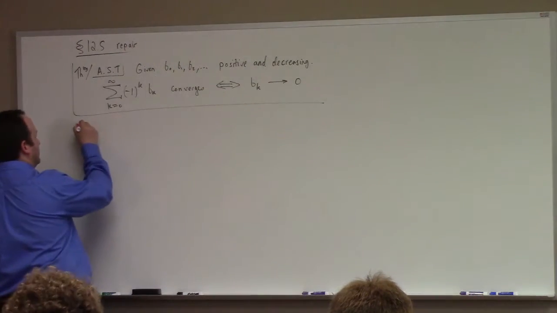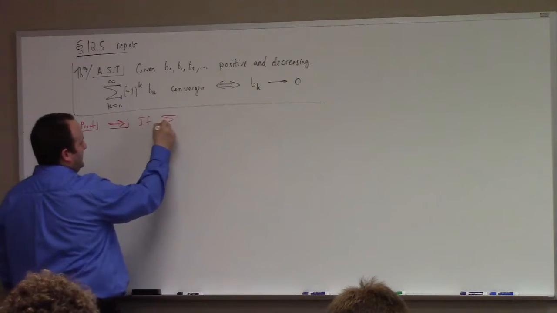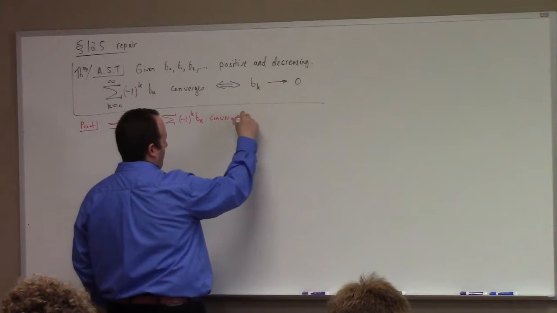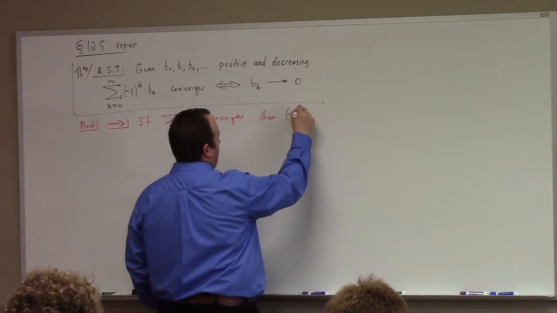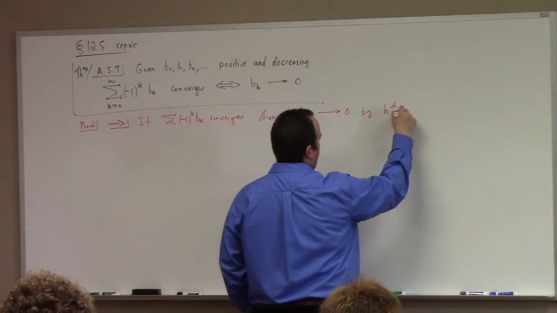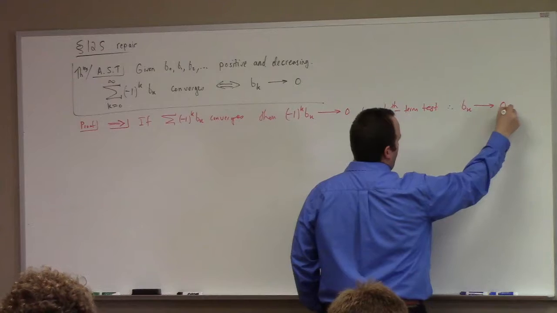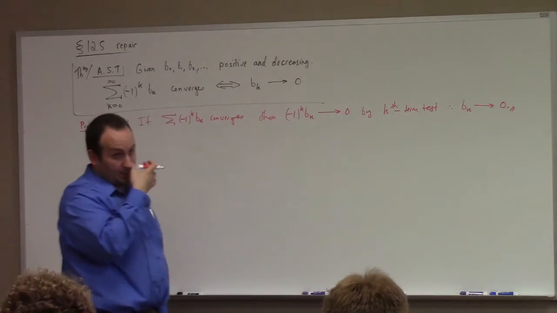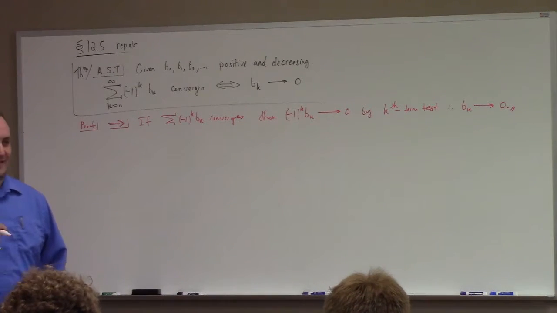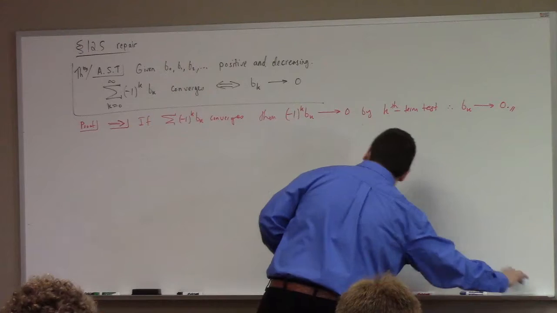First of all, this direction. If the series converges, right? Then (-1)^k times b_k goes to 0 by the kth term test, right? Therefore, b_k goes to 0. That's it for the first direction, that we did correctly yesterday. I did that correctly in both sections, actually. It's the other direction which is giving me fits.